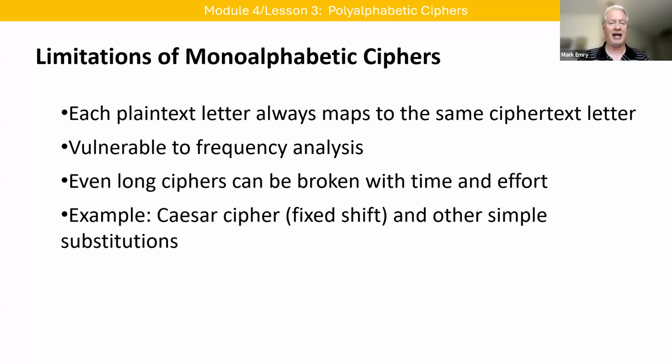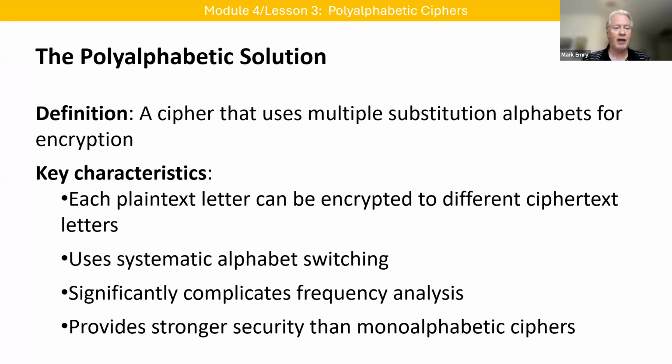Some of the limitations of monoalphabetic ciphers are that each plaintext letter always maps to the same ciphertext letter. That makes them vulnerable to frequency analysis. Even long ciphers can be broken with time and effort. As you've seen in the previous lesson, monoalphabetic ciphers are very easy to break. Even a long cipher could be decrypted given a little time and several people.